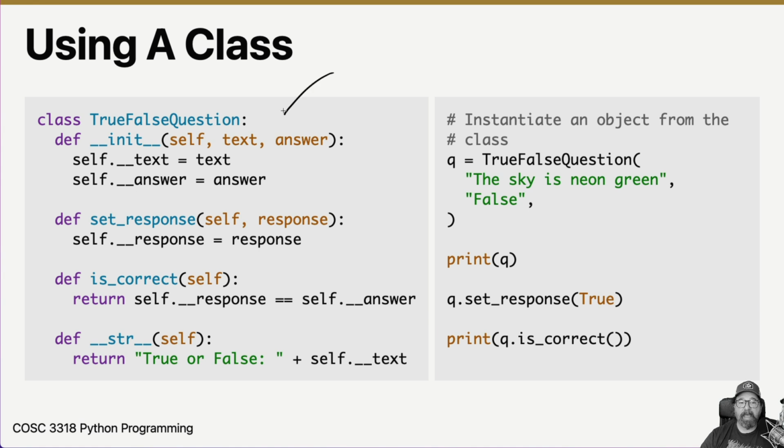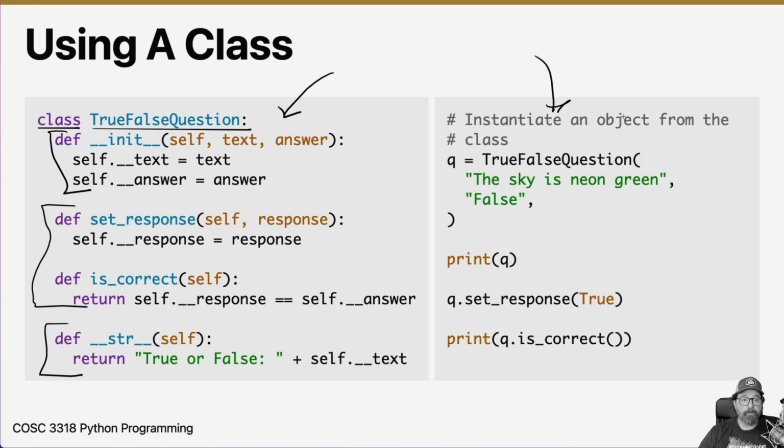So over here on the left, we have this entire class declaration. So we have the class keyword, the name, our initializer, some methods to interact with the data, and then a method to, when we print an object of it, we end up getting the string representation. So over here on the right-hand side, this is how we actually use this class. So here we use the class name TrueFalseQuestion, and we pass it these parameters. And these parameters end up getting sent to the initializer.